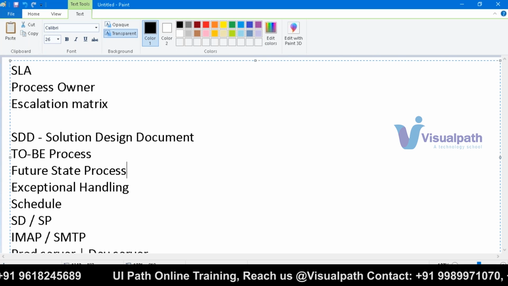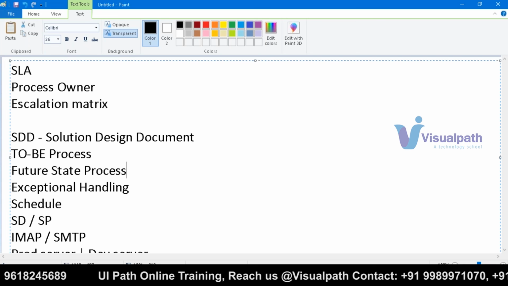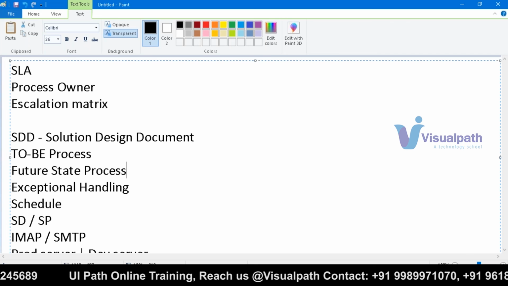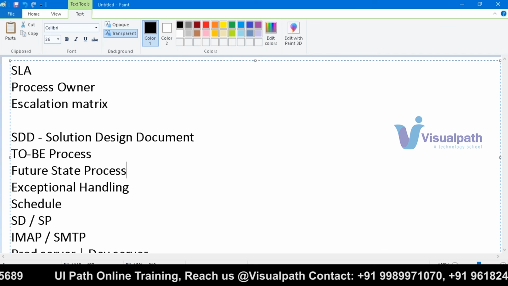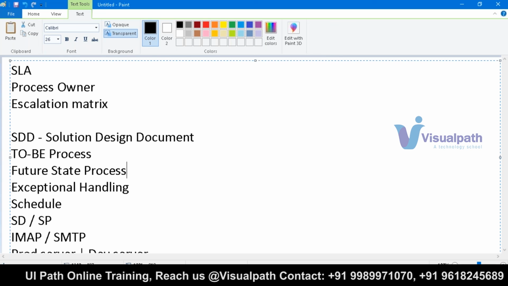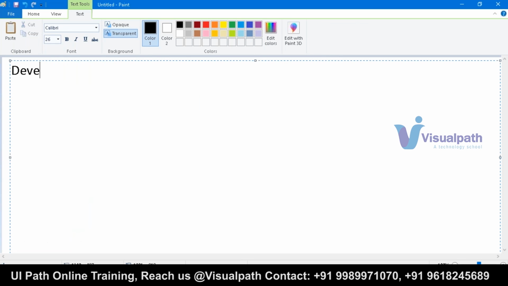So once the solution design document has been created, he sends it over to the business. The business will review and validate. Okay, the solution you have come up with looks fine. I think you can start coding against it. So once they sign off on the solution design document, then we move on to the development phase.